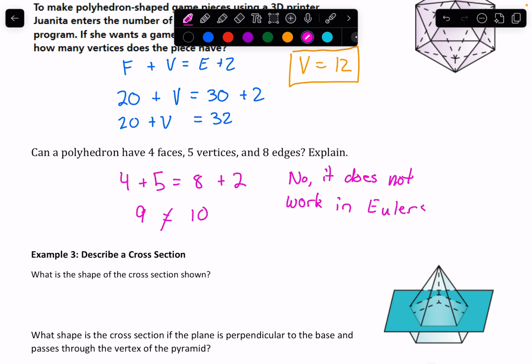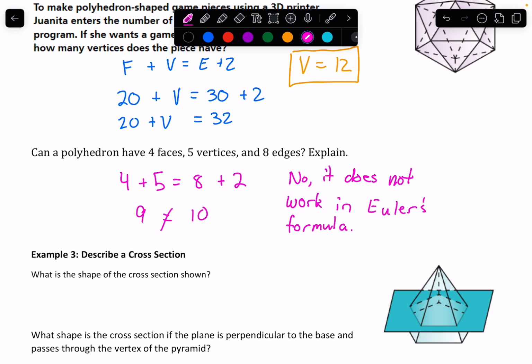So those are what we're going to look at as far as the relationship between the faces, edges, and vertices of a 3-dimensional shape. The other stuff we're going to do today is mostly about cross-sections and what I would consider to be the opposite of a cross-section. So what is a cross-section?